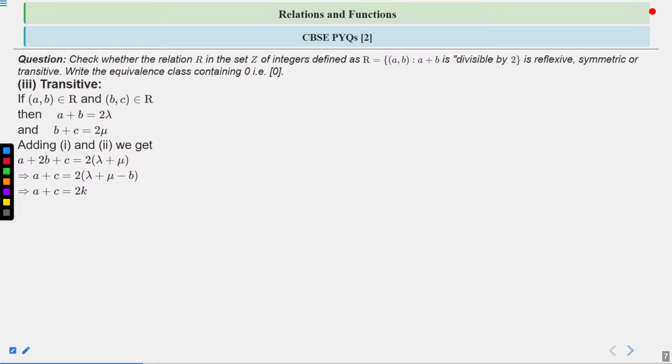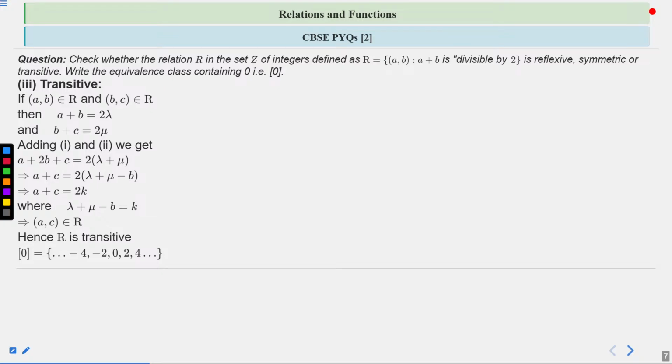So A plus C is equal to 2k, right? Clear? Where lambda plus mu minus B is equal to k. Hence we can say that AC also belongs to R. So AB belongs to R, BC belongs to R, so this proves that AC belongs to R. Therefore, the relation is transitive also. We have already proved the relation to be reflexive and symmetric, and now transitive also. Hence R is transitive.